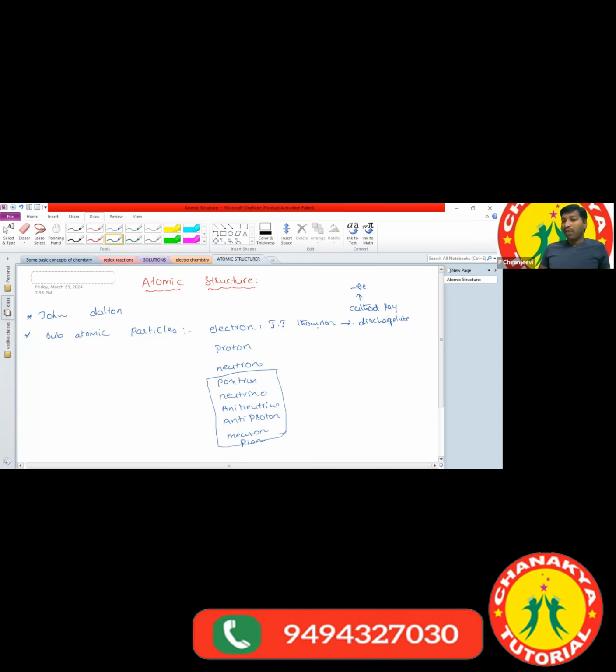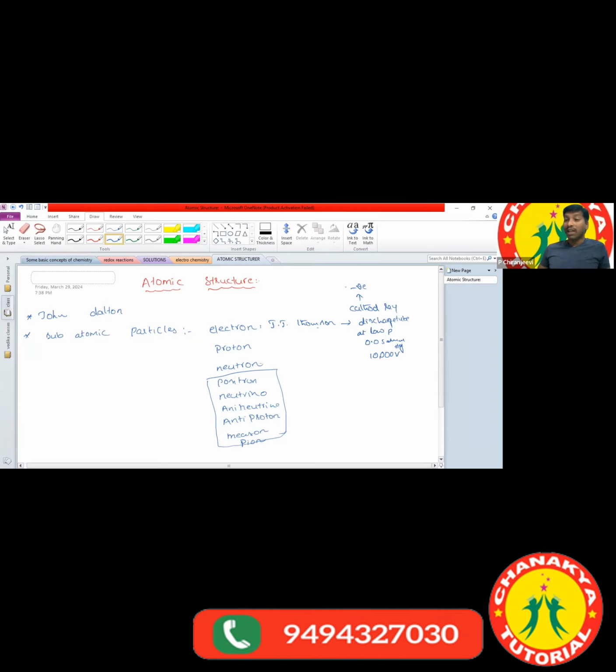How did we do the experiment? At low pressure, 0.05 mmHg, they passed 10,000 volts of electric current through the cathode ray discharge tube to generate the cathode rays. Only then do cathode rays travel from cathode to anode. Why do they travel from cathode to anode? Because they have negative charge. Negatively charged particles travel in the opposite direction.